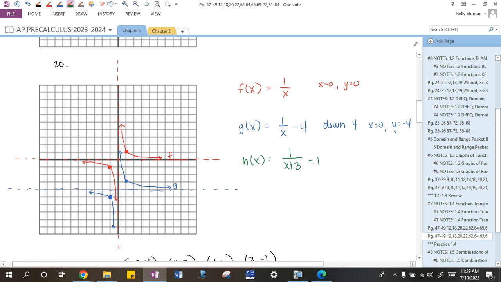Okay, and then h of x, the x plus 3 is inside the function, so that's left 3. The minus 1 is at the end, that's down 1. Shifting left or right will shift the vertical asymptote left or right, so it's going to be x equals negative 3. And the horizontal asymptote is going to be y equals negative 1. So I'm going to draw in the vertical asymptote and the horizontal. Even with my colors, my eyes are struggling here to follow all this.